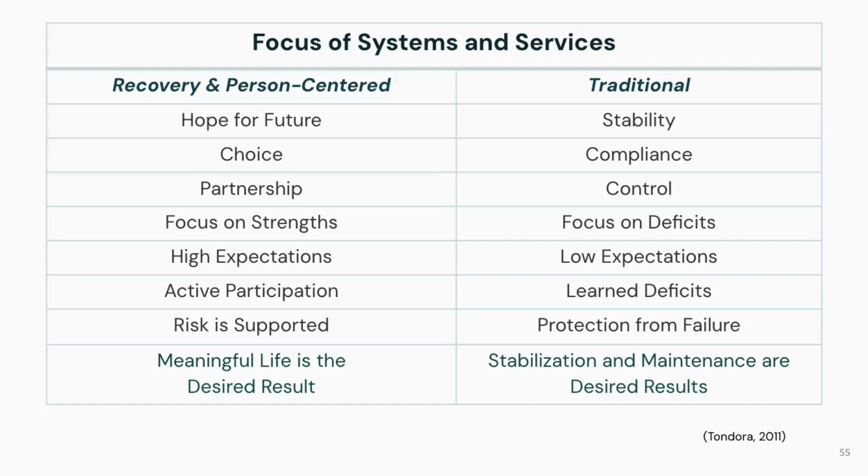This visual, which should look familiar, compares the focus of a recovery and person centered service system and the focus of a more traditional system. As we consider the empowering part of this subsection, we want to emphasize a few things. In a person centered, recovery oriented system, we emphasize participation, high expectations, but also meaningful risk taking as a fundamental aspect of learning and growth, as a fundamental right. This shift away from low expectations and protection from failure is a significant culture shift for the care that is being provided.